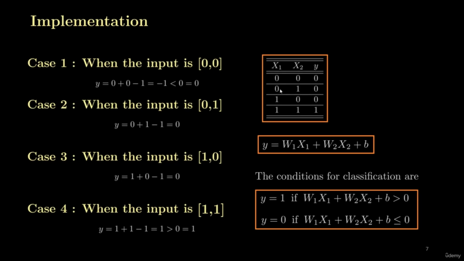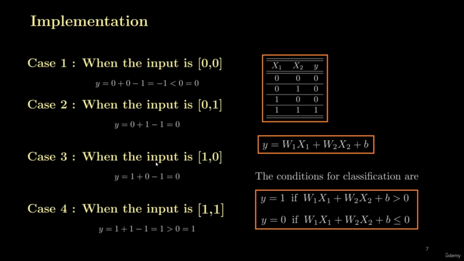Now case 2. Case 2 means passing the second data sample to the perceptron. Here x1 is equal to 0 and x2 is equal to 1. Since x1 is 0, the first term will be 0. Since w2 and x2 both are equal to 1, we will get 1 at the second term. The bias is -1. So +1 -1, we will get 0, which is equal to the label 0. So we can see that for the second data sample, the perceptron has classified it correctly.